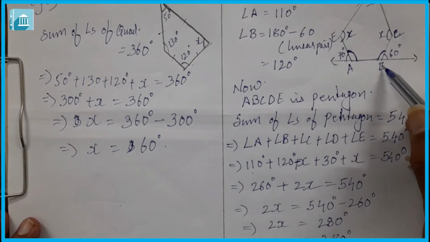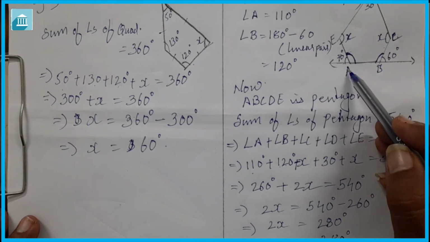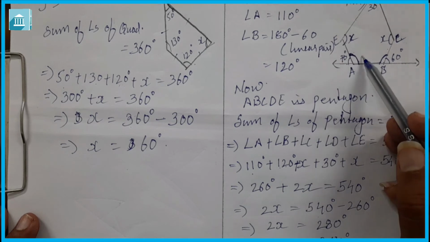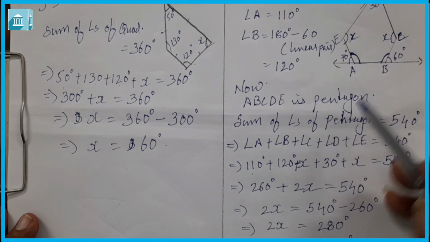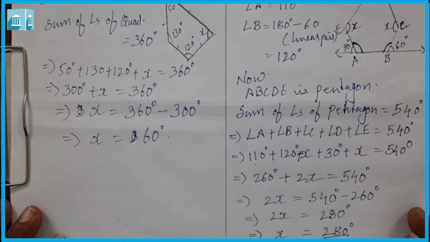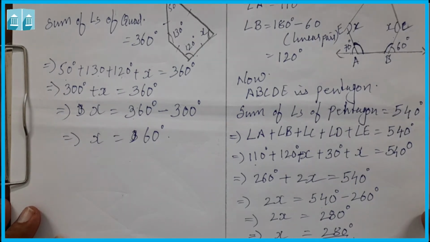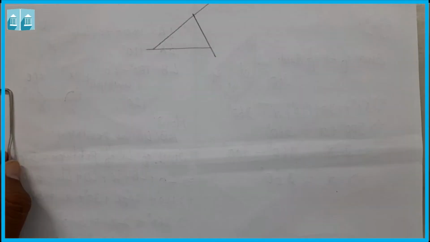First we will write A, B, C, D, E. We will find angle A and angle B, this angle and this angle. Then by linear pair we get this angle and this angle. Then by the angle sum property of a pentagon, we get x is equal to 140 degrees.